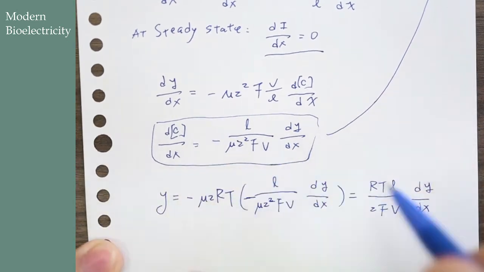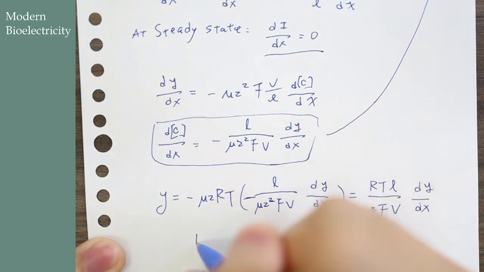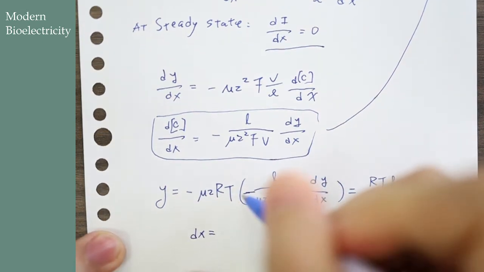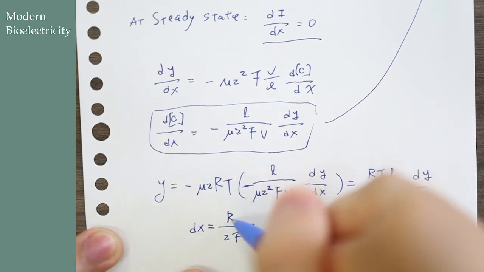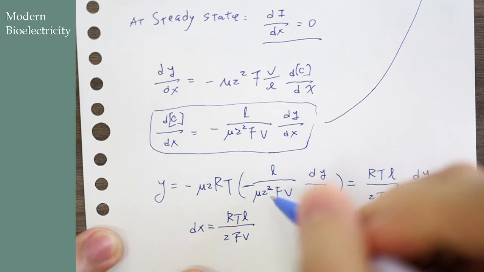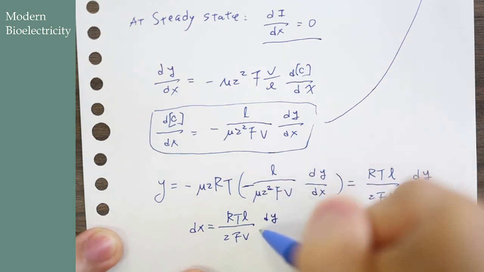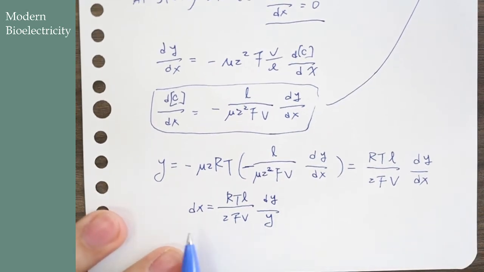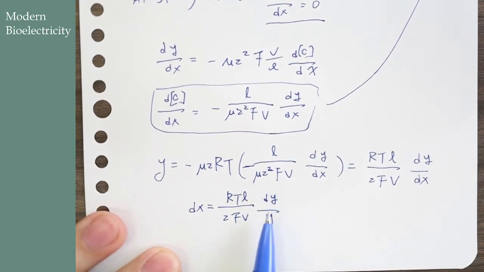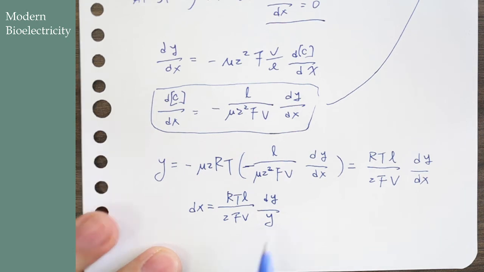So when we move things around, we can get dx is equal to ZFV over RTL times dY over Y. So we get the dx here, then we can do some integration.